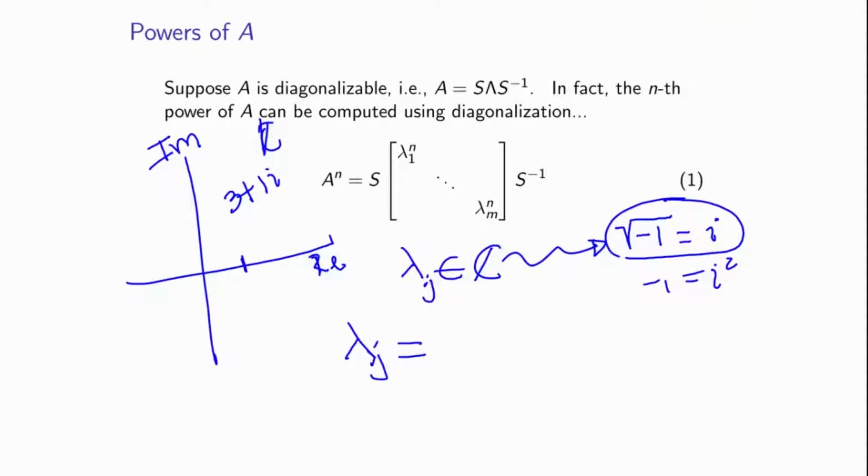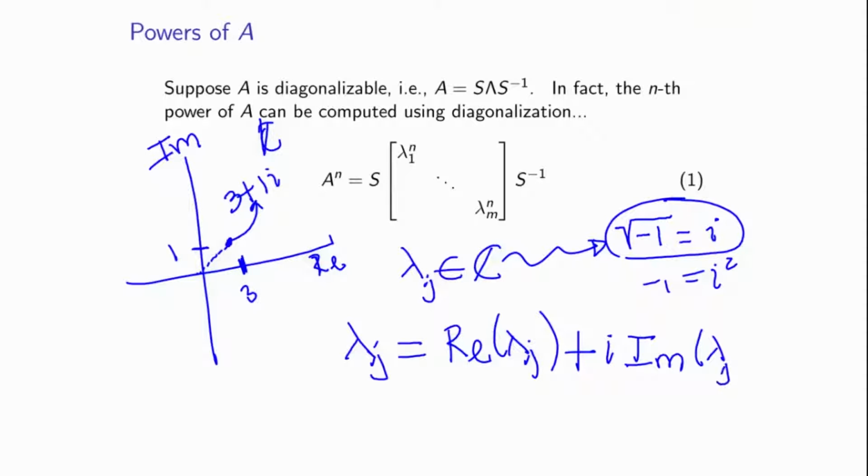So here is the number 3, and you can argue here is number 1, and so this point here looks like a vector. This point would be 3 plus 1i, right? That's how complex numbers look in general. When you say lambda j is a complex number, that means that you can write lambda j as the real part of lambda j plus i, this i being the square root of -1, times the imaginary part of that complex number lambda j. Okay, so every complex number, you can think of as a vector in R2, a vector with two entries.